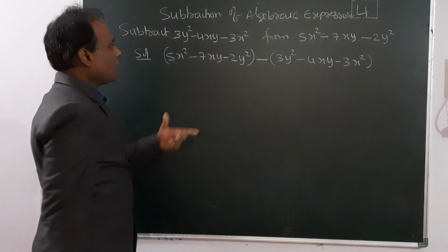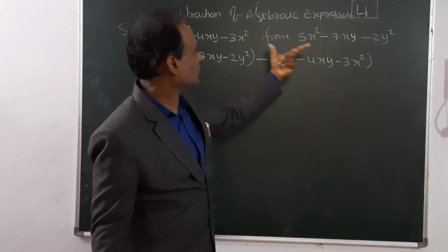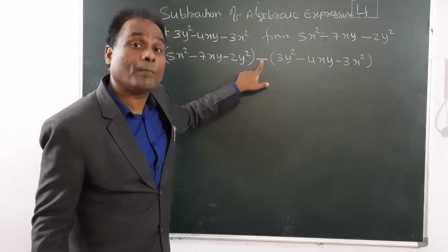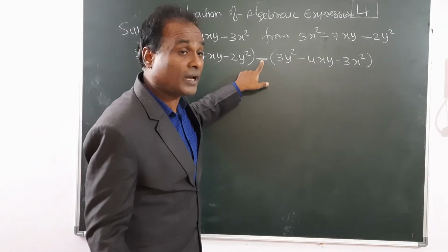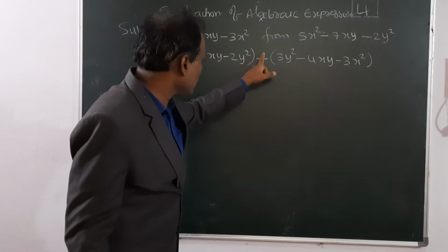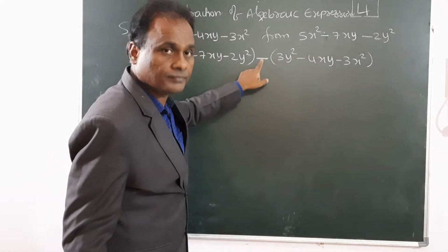Subtraction means I wrote the complete expression in the first bracket and this complete expression in the second bracket. In between these two expressions, what sign am I writing? Minus. Why am I writing minus? Because the question is subtraction. If it is addition, we have to keep plus. Subtraction means minus.